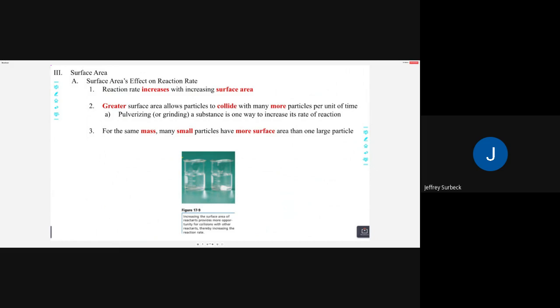All right, so second thing, surface area. You increase the surface area, you increase the speed, or you increase the rate. So let me ask you this. I have salt. I have one that is a cube of salt. The same amount I have crushed up salt.